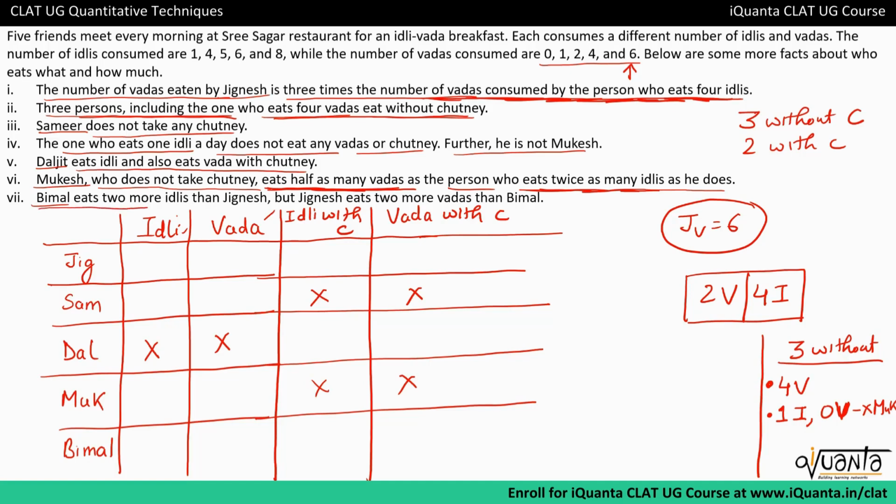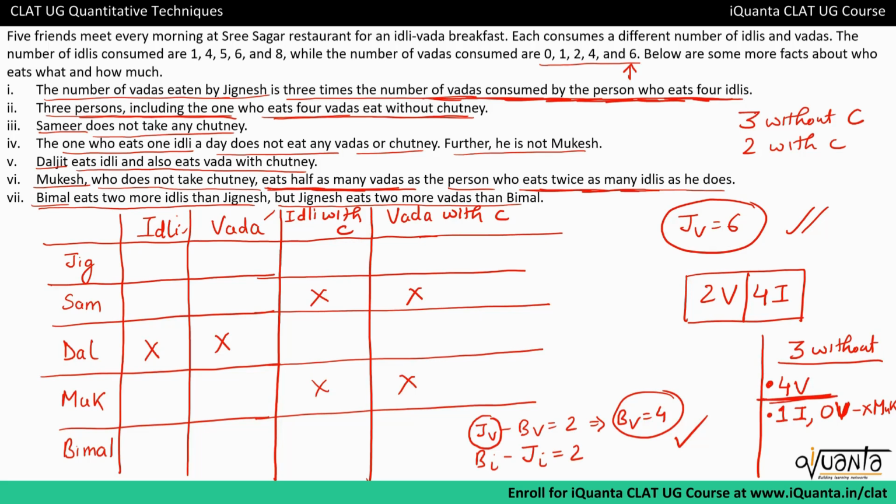Let's go to the next clue. Bimal eats 2 more idlis than Jignesh. So Bimal's idlis minus Jignesh's idlis, the difference should be 2, okay, but Jignesh eats 2 more vadas than Bimal. So Jignesh's vadas minus Bimal's vadas should be 2. Now we know that the vadas eaten by Jignesh were 6 over here, which gives us vadas eaten by Bimal equal to 4. So Bimal is eating 4 vadas. Now I have a clue that the person who is eating 4 vadas is eating without chutney. So Bimal will be eating without chutney. I'll put crosses with chutney for Bimal. I'll put 4 vadas for Bimal.